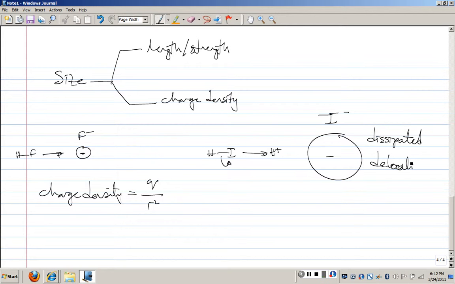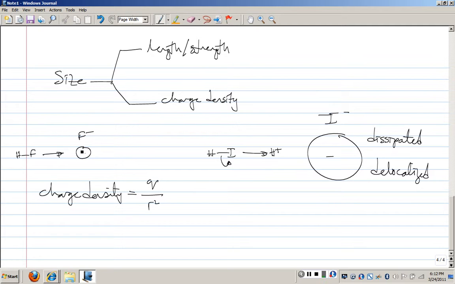So we say here that the I minus charge, the 1 minus charge, is dissipated, or it is delocalized. In other words, it's evenly spread. And obviously, if I'm trying to carry a 100-pound weight, it's much easier to carry the 100 pounds on my back than on the tip of my finger. It's the same 100 pounds, but it's more bearable if I spread the weight around than if I were to try to concentrate it.